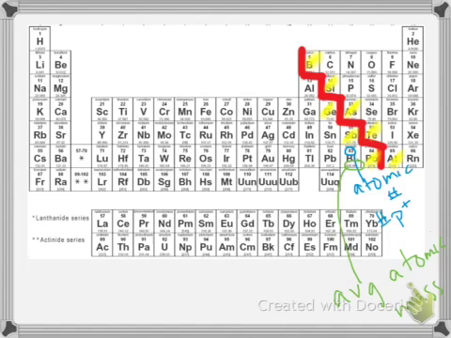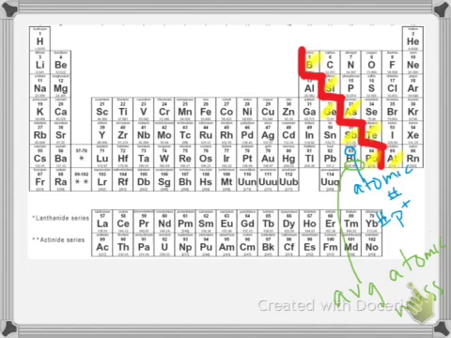So again, one more time, this is something that you definitely have to know. Everything to the left of the staircase is a metal. Everything to the right of the staircase is a nonmetal. And everything that lies on the staircase is a metalloid.